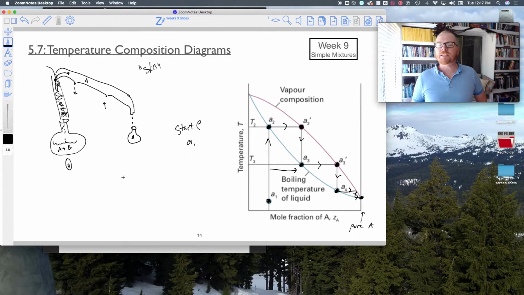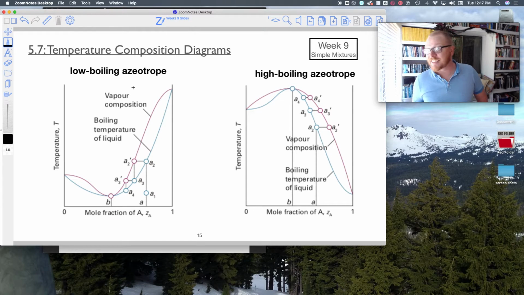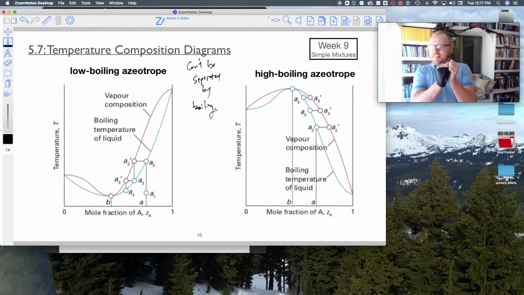Now, what happens if you have something that's non-ideal? Well, that makes what we call an azeotrope. And by definition, azeotropes are liquids that can't be separated by boiling. So in other words, there is some type of interaction between those two liquids that keeps them in such a strong thermodynamic interaction that they're not going to boil. And so they're not going to get separated.